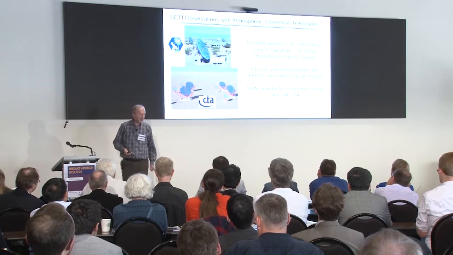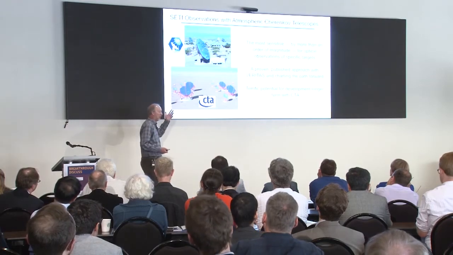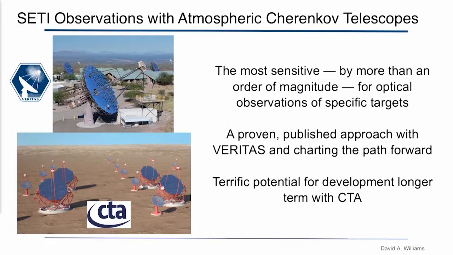So in conclusion, the atmospheric Cherenkov telescopes offer the most sensitive observations of specific targets, by more than an order of magnitude. They are relatively narrow field of view instruments, and so either the target has to be within the field of view or we have to do dedicated observations, but when we do so, we are very sensitive to faint optical flashes. It's a proven technique with Veritas, and we're charting a path forward, and I think there's terrific potential longer term for development of optical SETI with CTA.